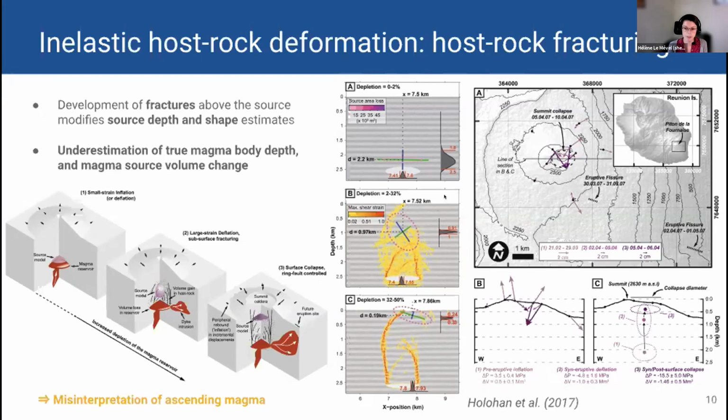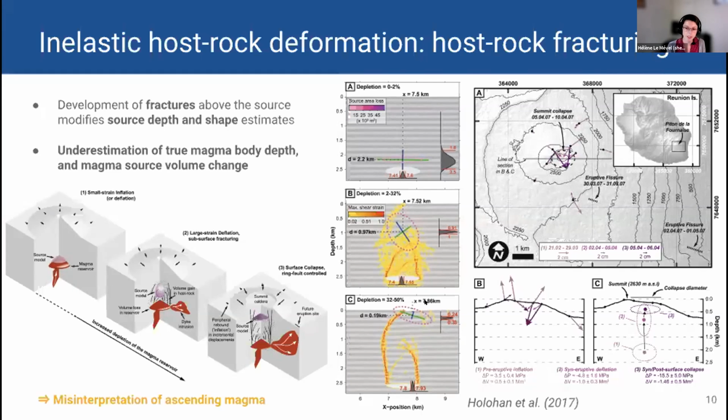So on the middle figure, we see the 3 stages of deflation, with fracturing that develops first around the magma body and then towards the surface. For each period, the optimal elastic deformation source is shown as this dashed ellipse. So we see that it was estimated to become shallower with time.